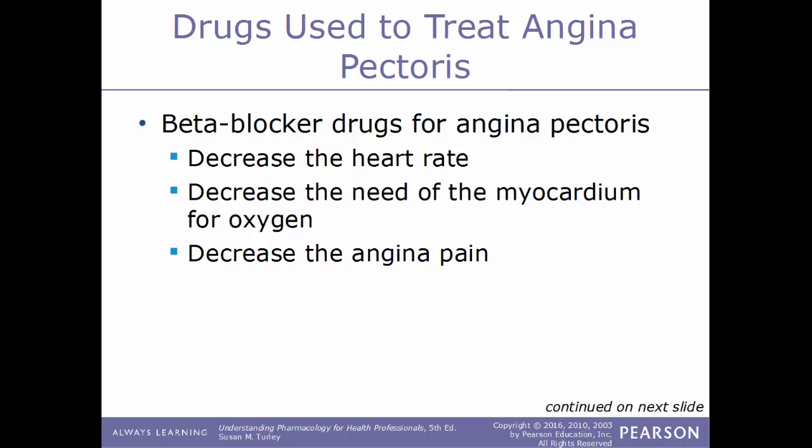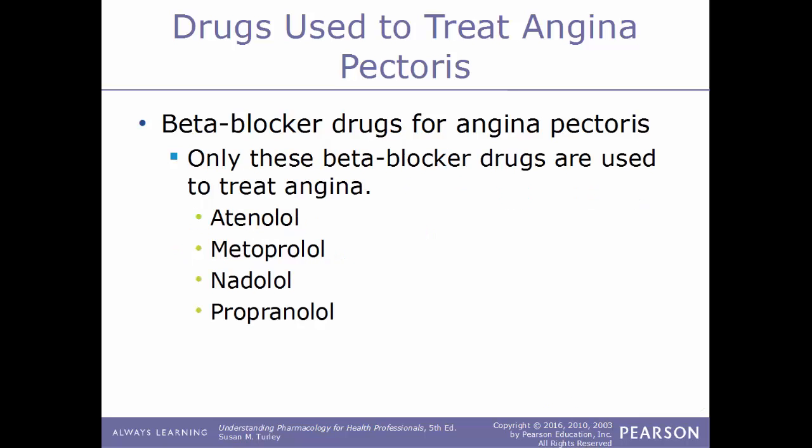Another type of drug that you can use to treat angina pectoris are beta blockers. These act by decreasing the heart rate, or decreasing the need of the myocardium for oxygen, which will decrease the level of angina pain. Only these beta blockers that are listed here are used to treat angina. Those include atenolol, metoprolol, nadolol, and propranolol.